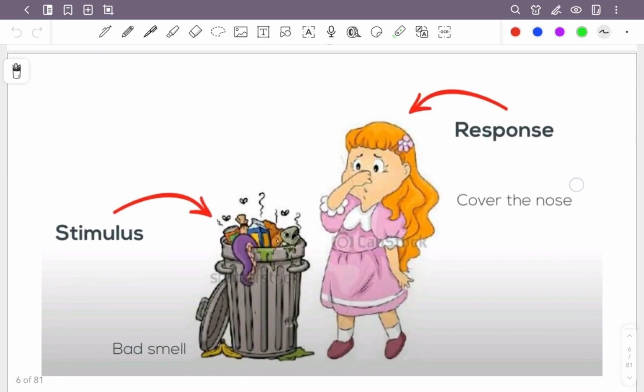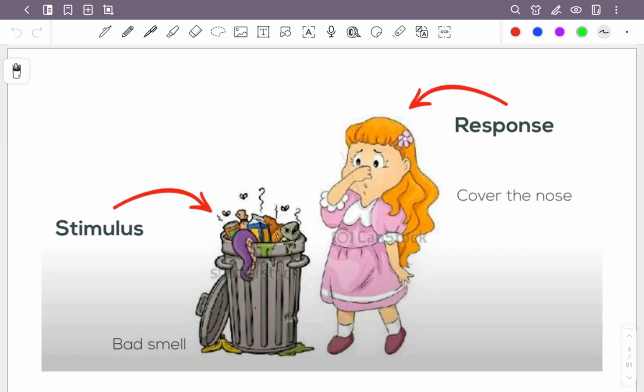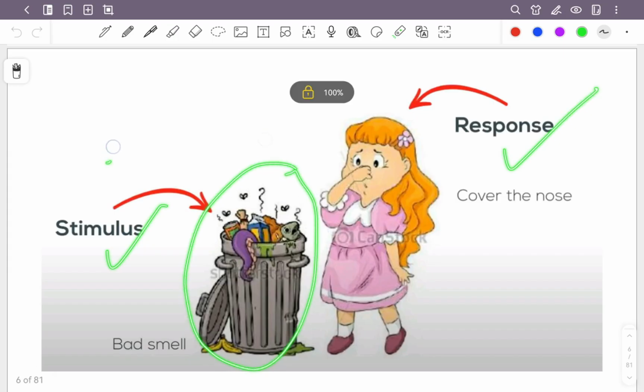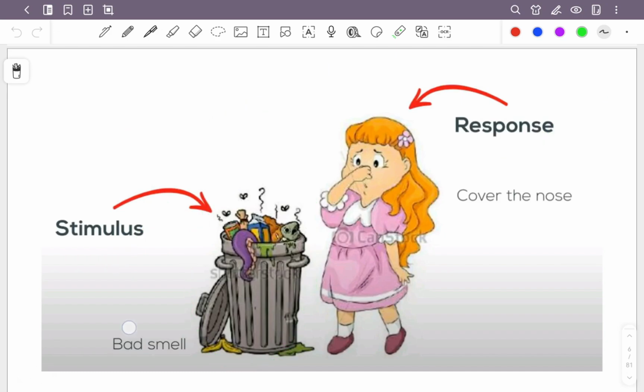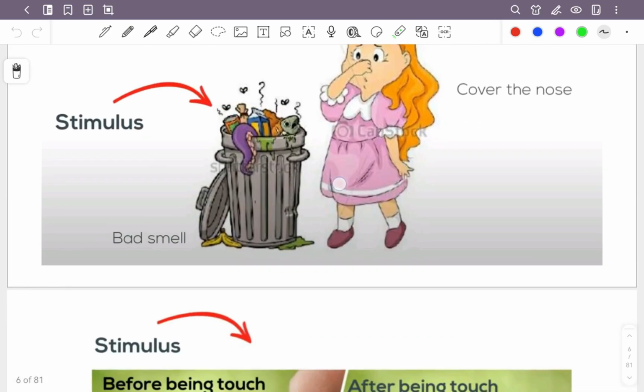Now, this is another example of stimulus and response. You can see they are paired. Whenever there is a stimulus, there is a response. The stimulus here is external because this one is smell. You smell something, right? This is external. You use your nose to smell. So there is a bad smell coming from this rubbish bin. What is the response for the girl? She covers her nose. Understand?